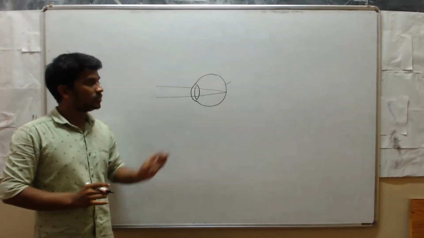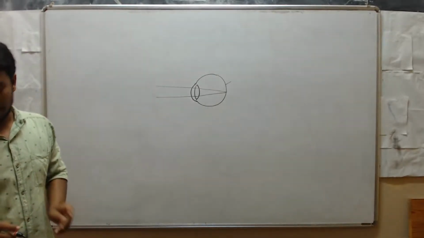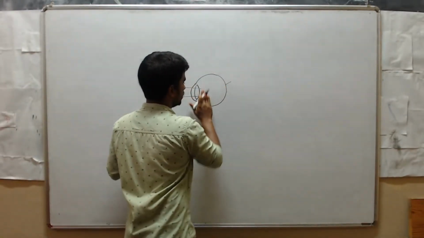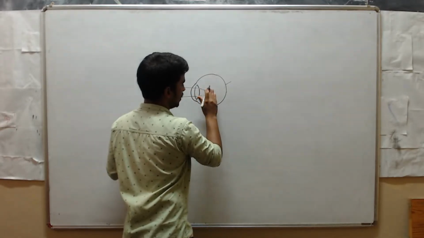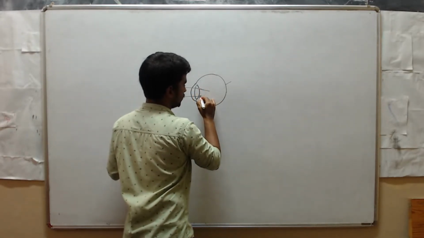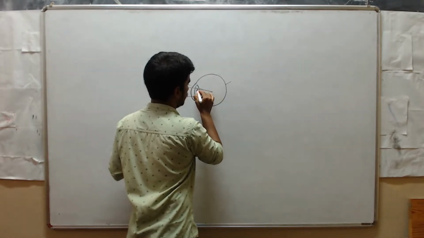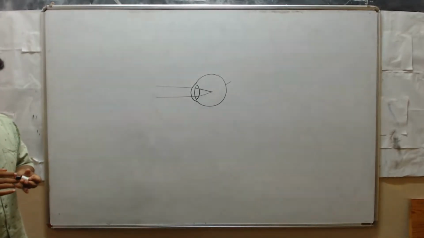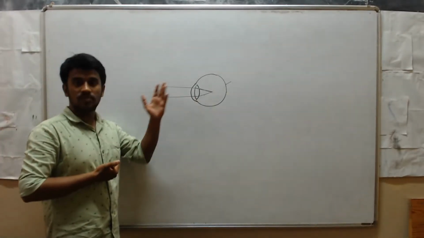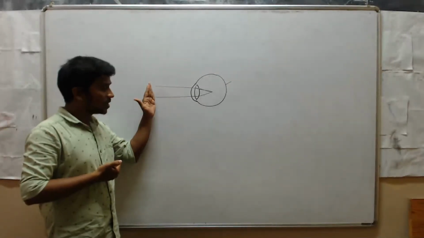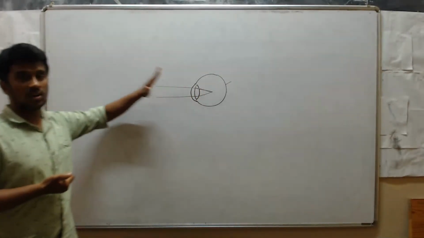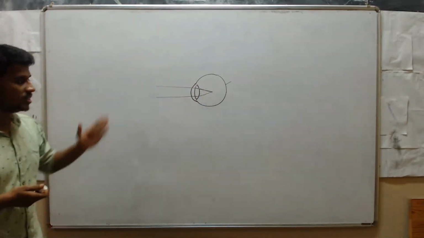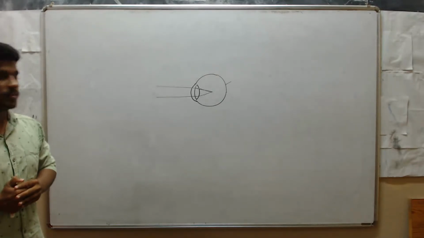For myopia or nearsightedness, what will happen? These rays converge in front of the retina. That's why those who are suffering from this defect can see nearby objects clearly, but they can't see far objects clearly. So this defect is called myopia.